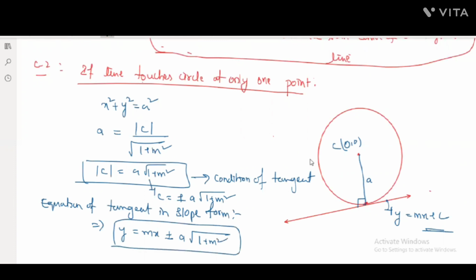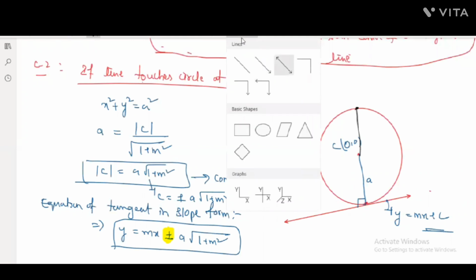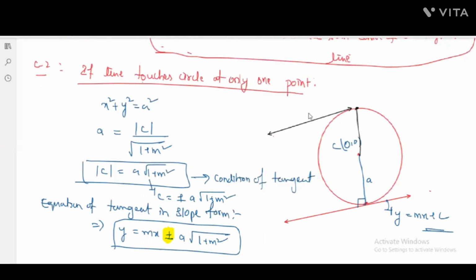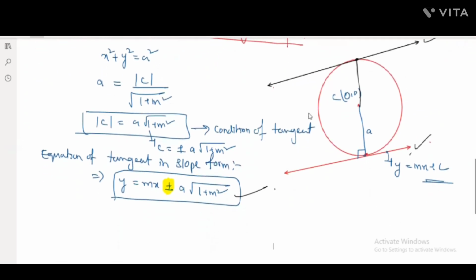Here we are getting plus or minus, which means two tangents are possible. Why are we taking two tangents here? If you look at the diagram, this will be the diameter. At the end point of the diameter, we will get one more line which is parallel to this tangent. So at the end points of a diameter, a pair of parallel lines is possible. That's why we get plus or minus here, so two equations for the tangents.